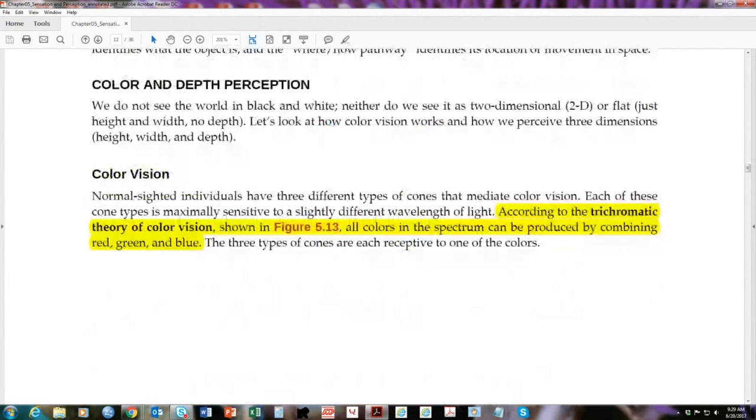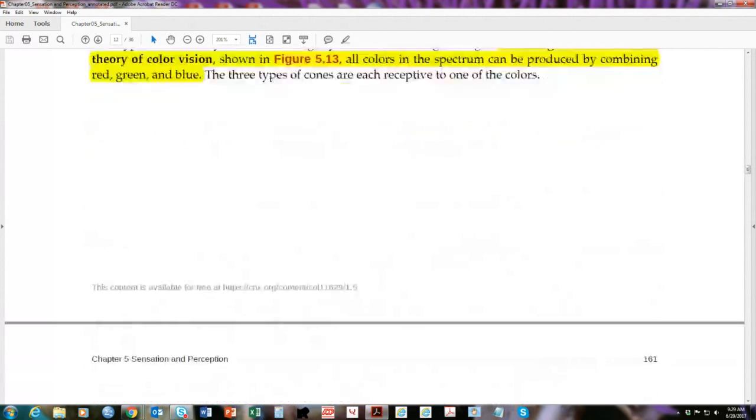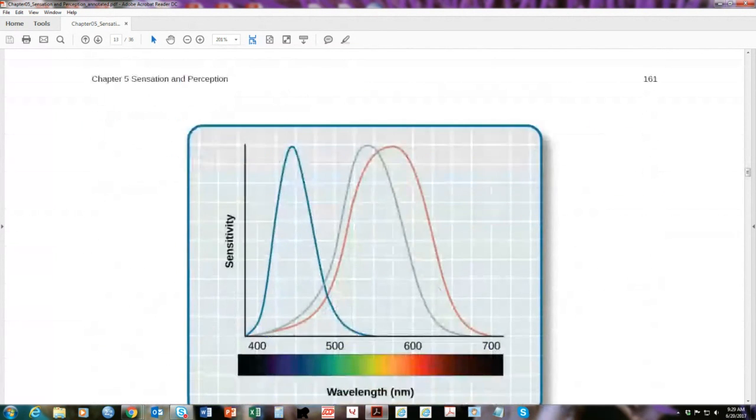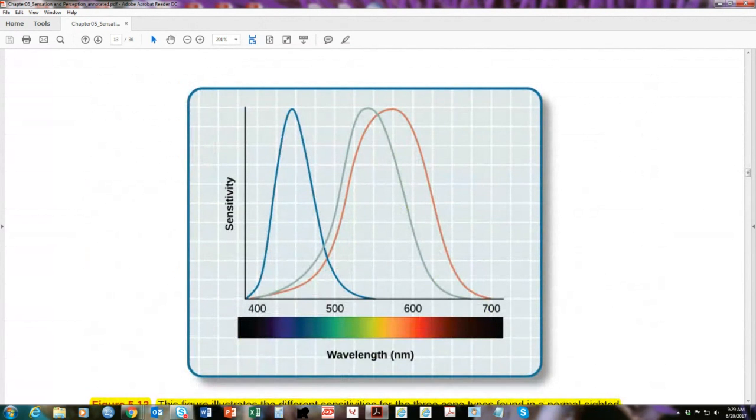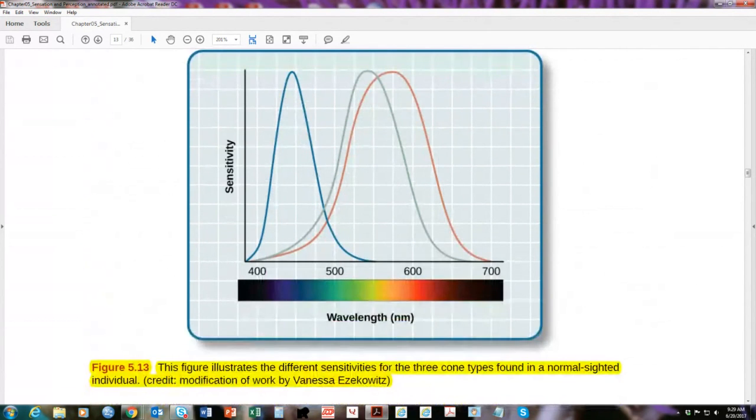Now, color vision. We'll get into theories of color vision. There are two major ones that we want to discuss. One theory is referred to as the trichromatic theory. And the idea here is that we have three types of cones that are maximally sensitive to three types of wavelengths. All right, so essentially they're called blue cones, green cones, and red cones.